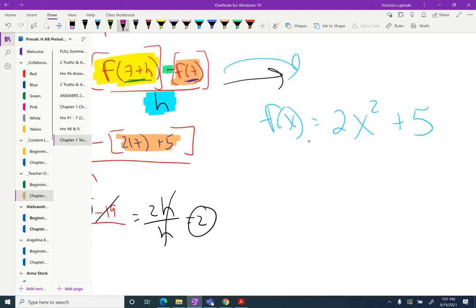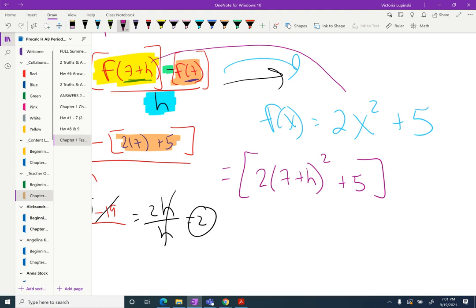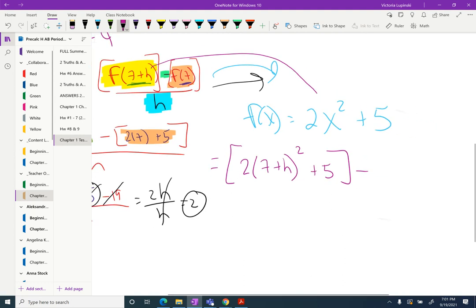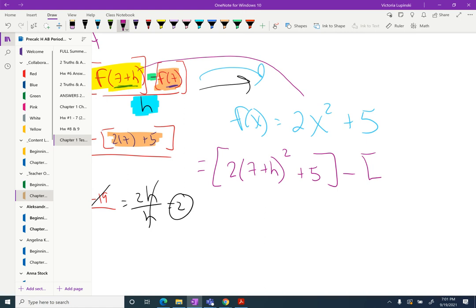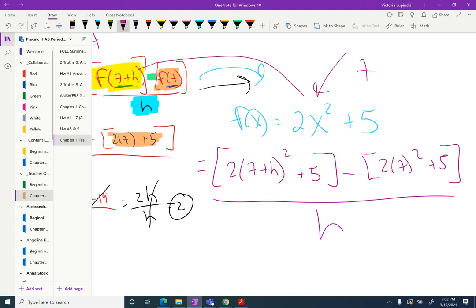So starting with f of 7 plus h, everywhere there's an x, you're going to put a 7 plus h. So that's going to be 2 times (7 plus h), the whole thing squared, plus 5. Then it's a minus. You're going to go to the f function, and everywhere there's an x, you're going to put a 7. So 2 times 7 squared plus 5, all over h.